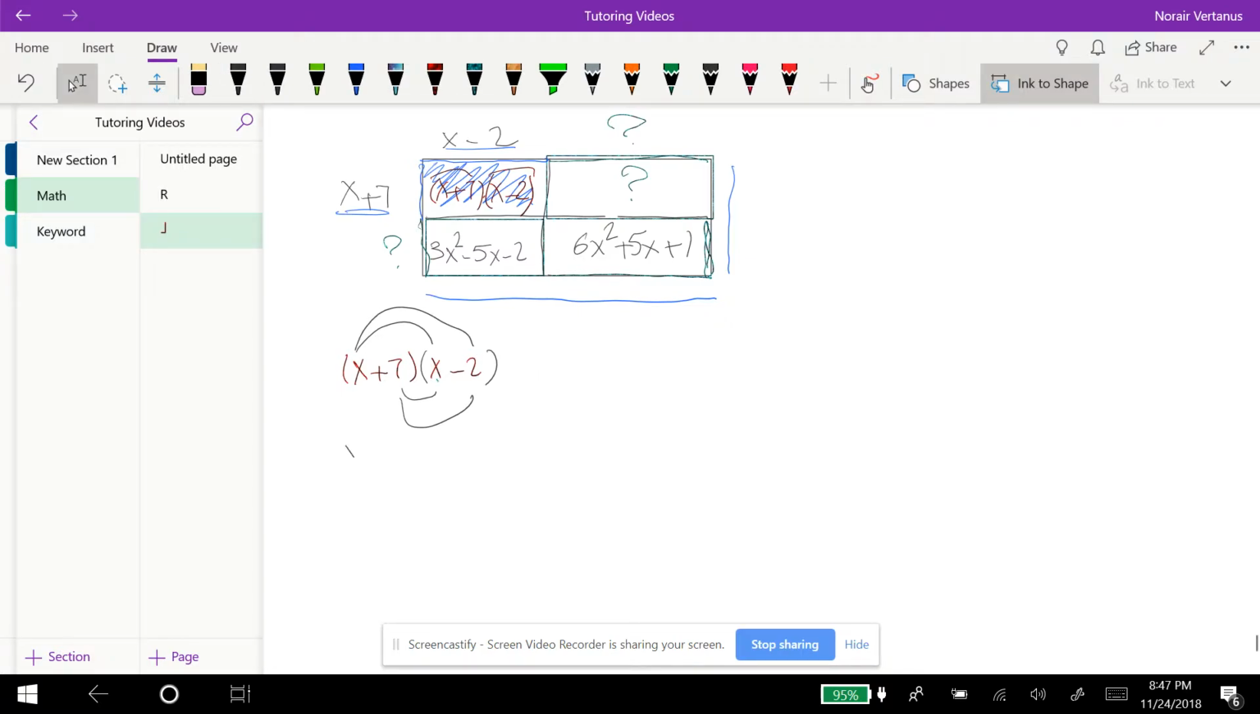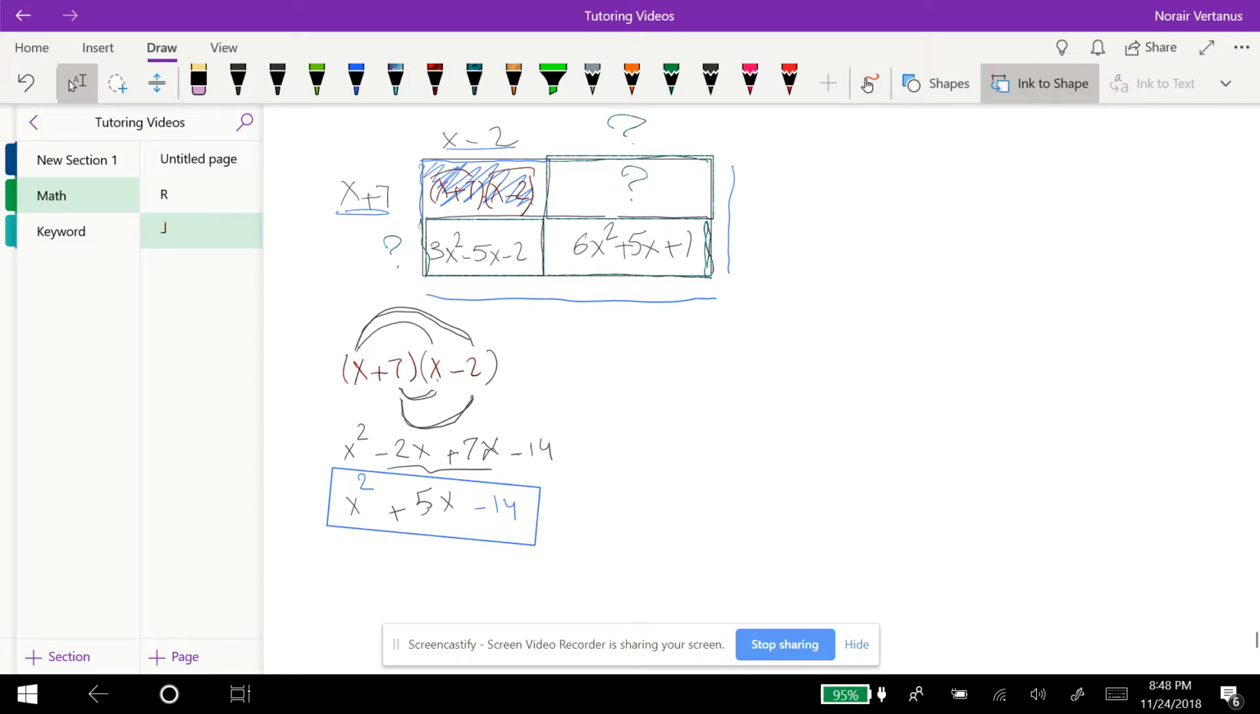So it's going to be x times x, x squared. Then this one, x times negative 2 is negative 2x. Then this one, 7 times x is positive 7x. And positive 7 times negative 2 is negative 14. These two can be combined: negative 2x plus 7x ends up to positive 5x. So I have x squared plus 5x minus 14.